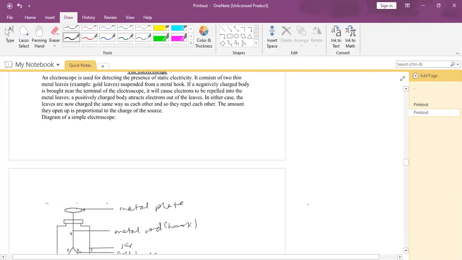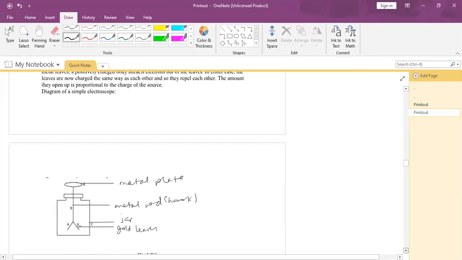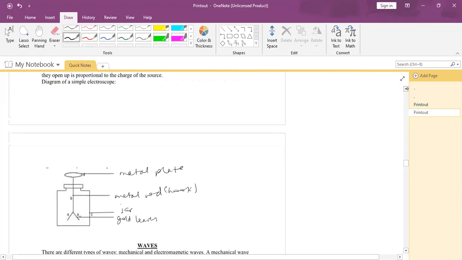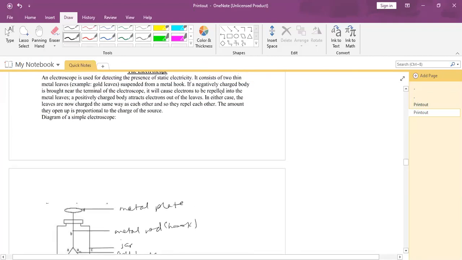So how does this work? We said it's used to detect charges. This is what is going to happen. If a negatively charged body is brought near the terminal of the electroscope, it will cause electrons to be repelled into the metal leaves. A positively charged body attracts electrons out of the leaves. In either case, the leaves are now charged the same way as each other, so they repel each other. The amount they open up is proportional to the charge of the source, right? This is what we mean.